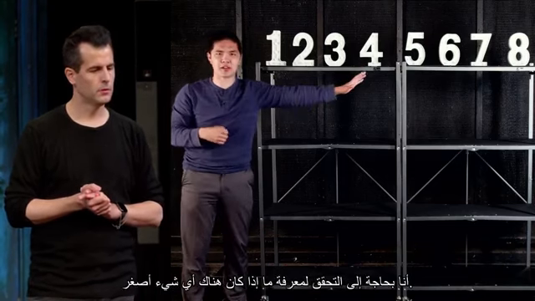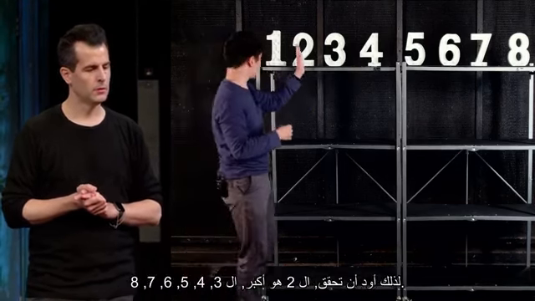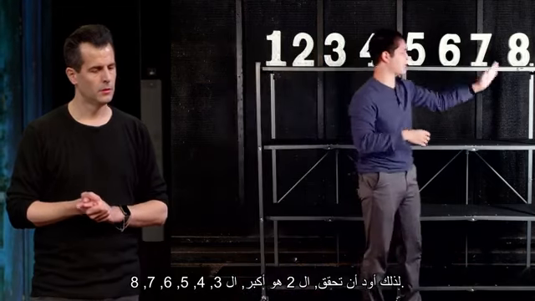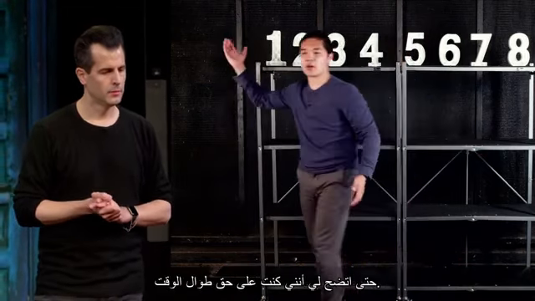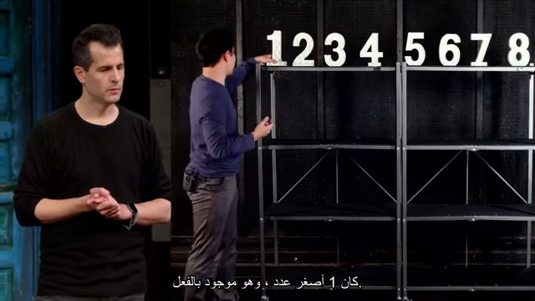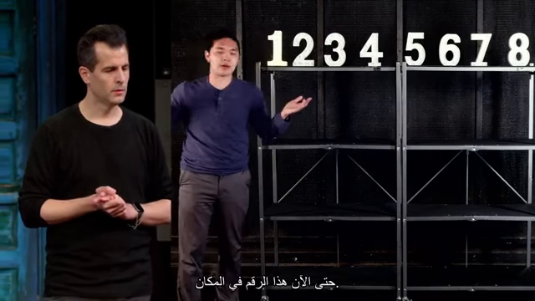I need to check to see if there's anything smaller. So I would check. The 2 is bigger. The 3, 4, 5, 6, 7, 8. They're all bigger. So it turns out I was right all along. The 1 was the smallest number, and it's already in place. So now that number is in place.